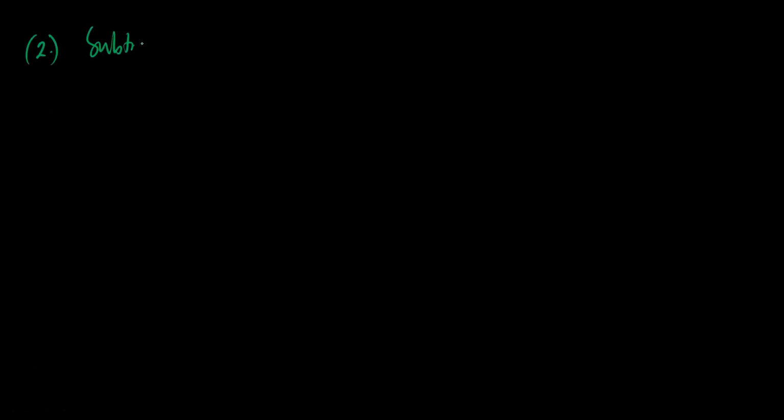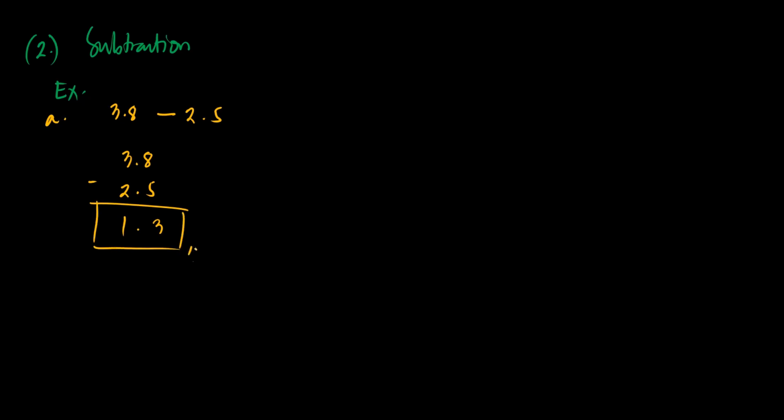Let's have subtraction. Okay? Example. Let's have 3.8 minus 2.5. Again, align them together. We have 3.8, 2.5. Okay, so 8 minus 5 is 3. Copy si decimal point. 3 minus 2 is 1. So 3.8 minus 2.5, the answer is 1.3.